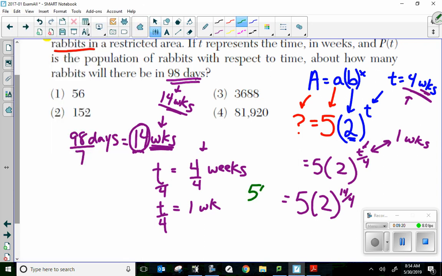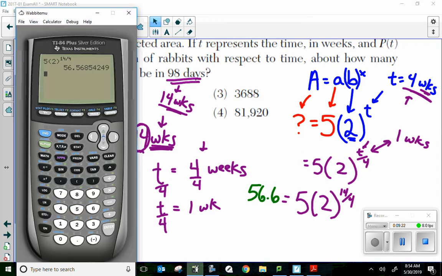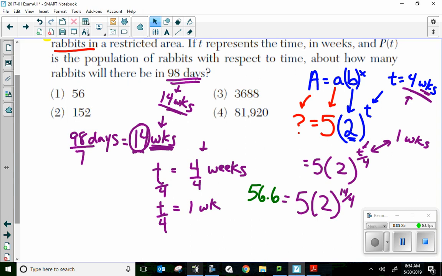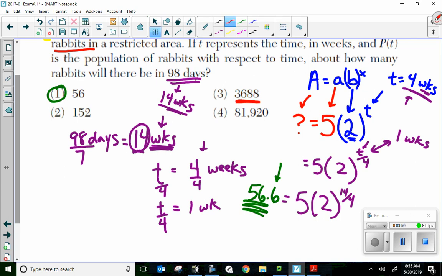That is roughly 56.6. Is that 56.6? It is. Weird. All right. They say about how many rabbits? Mister, I don't see 57, because this is about 56. This is population, okay? This rabbit might be pregnant and might be 60% of the way through her pregnancy. That rabbit doesn't count in the population until it's born. But they say about. I hope you would circle 56 and not say, well, it's about 3,688, because I came up with 56.6. That makes no sense. Come on, use some logic, man. This is math.